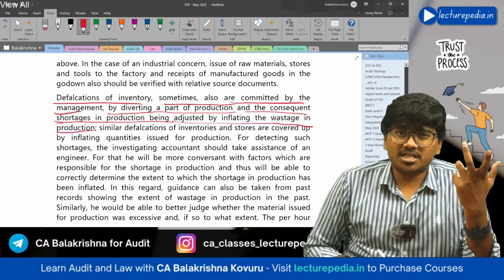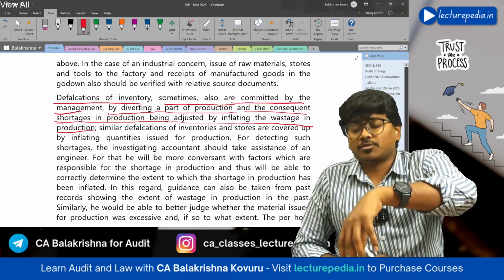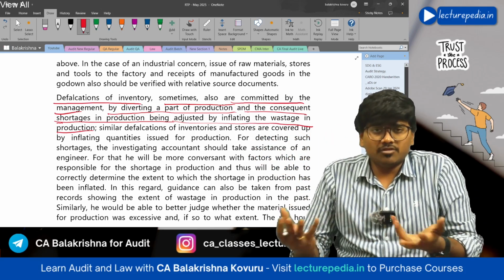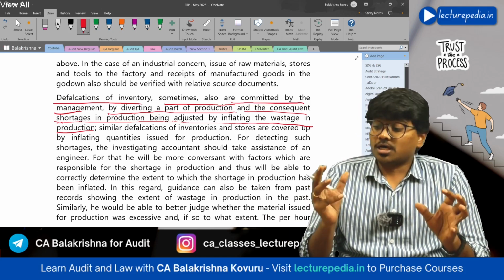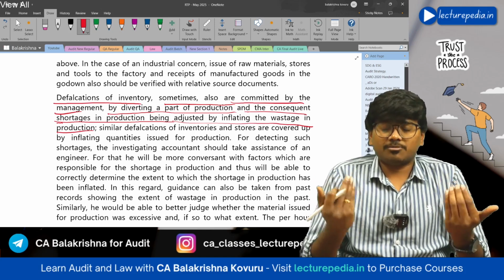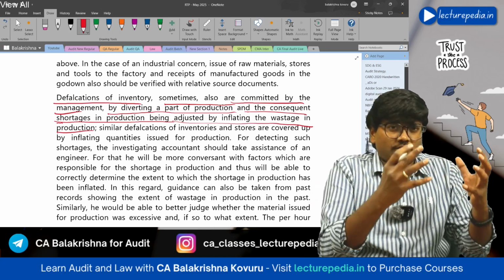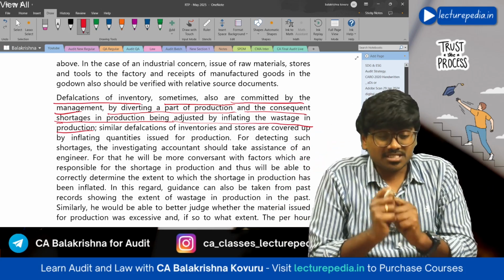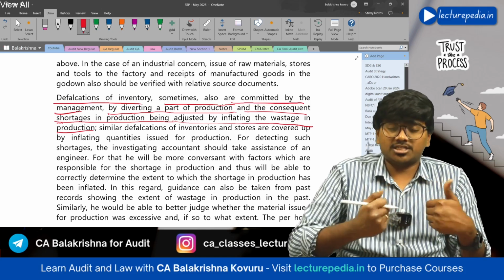Sometimes management will say that this much inventory has been issued for production and that the inventory got wasted in production. There will be wastage in production, right? To identify this, the auditor has to take the help of a proper expert who has knowledge of how much output can be produced from how much raw material. With the help of the expert, he can identify if management is committing any fraud in this manner.